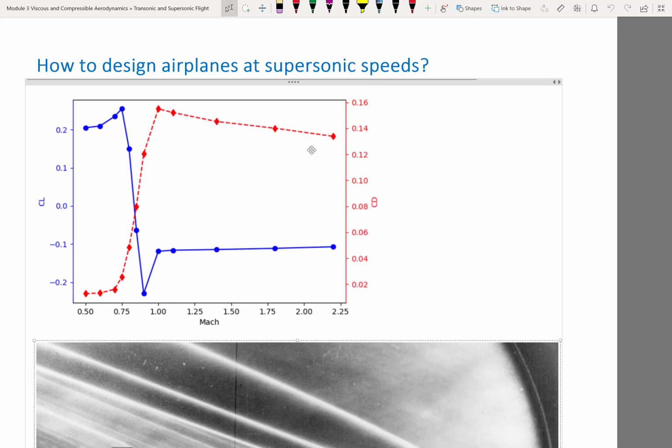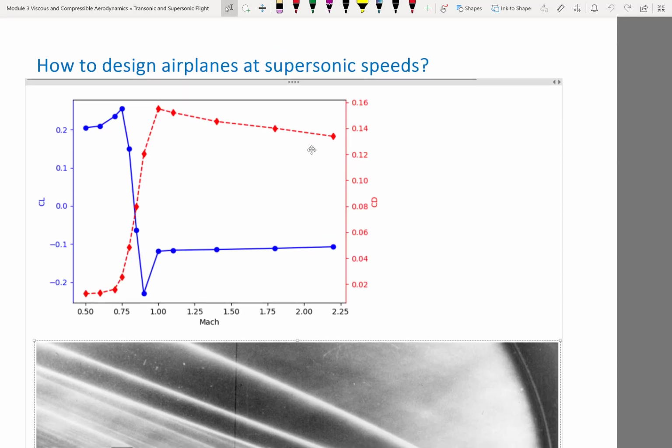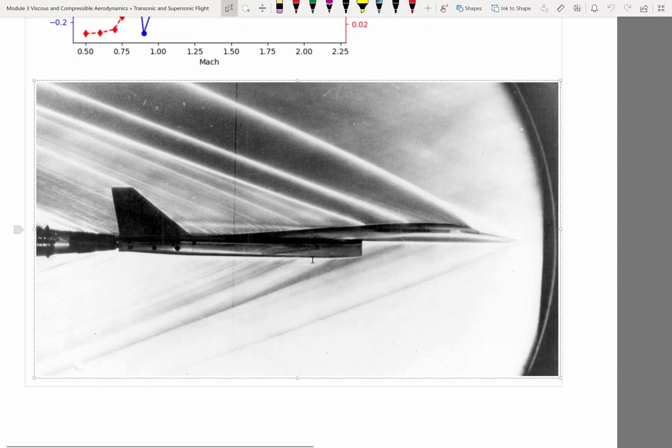So how do we design airplanes at supersonic speeds, right? As you see in this example, this is a subsonic airplane, and as we exceed Mach 1, the drag coefficient increases from on the order of 0.01 basically by an order of magnitude, right? So that's not something we really want at supersonic speeds. And to understand how we design airplanes at supersonic speeds, we need to understand the dynamics of this kind of flow field. This is qualitatively different from what we have at subsonic speeds.